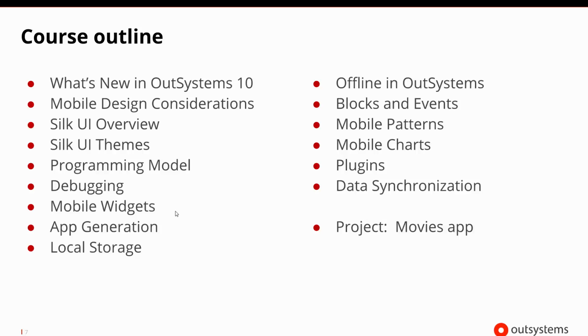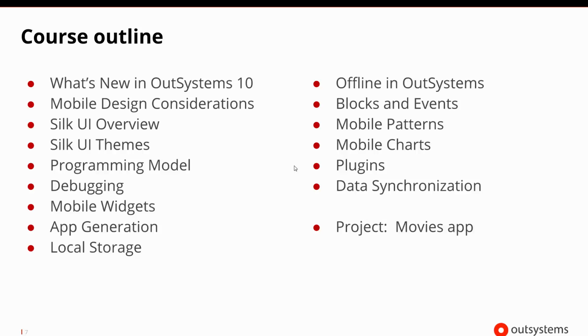We'll look at the new mobile widgets and how to generate the new mobile applications so that we can install them on our device and make them available on the app stores. We'll also talk about being able to have data locally stored on the device so that we have more capabilities and can build offline apps or apps that have offline capabilities much easier. We'll also look at reusable blocks and the events that they can throw. We'll look at the different Silk UI mobile patterns. There's a new set of mobile charts.